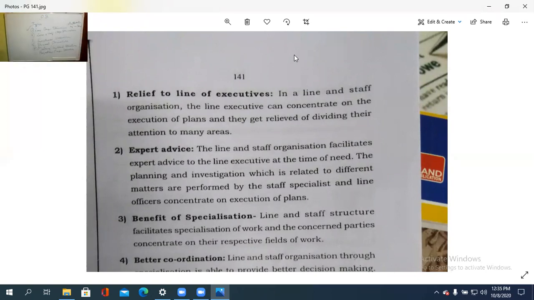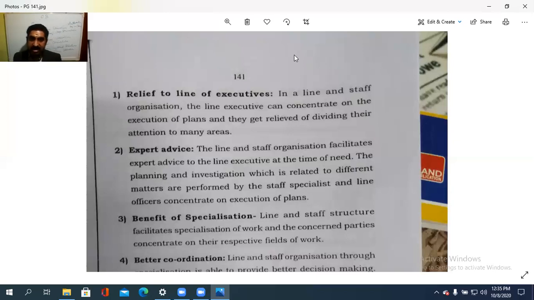അതായത് അഡ്വൈസ് കൊടുത്ത് അപ്പം അതിനെപ്പറ്റി ചിന്തിക്കാനുള്ള നേരം കിട്ടത്തില്ല. അപ്പൊ എവിടുന്ന് ഈ അഡ്വൈസ് കിട്ടിക്കഴിഞ്ഞാൽ they may work out that thing. Therefore a relief to be there for the top manager or the line of executive. Then expert advice is there. Specialist will give what? Expert advice to the top level or the line manager.